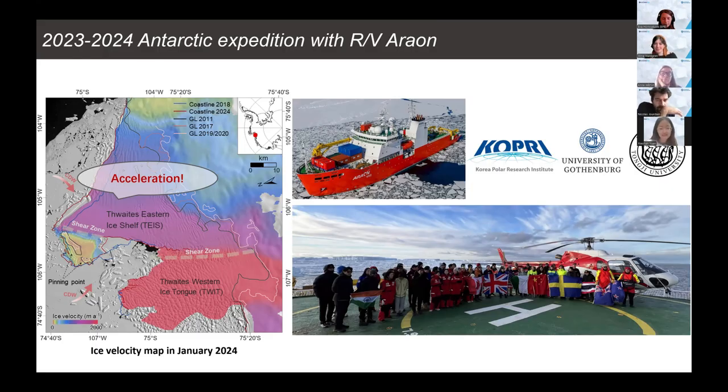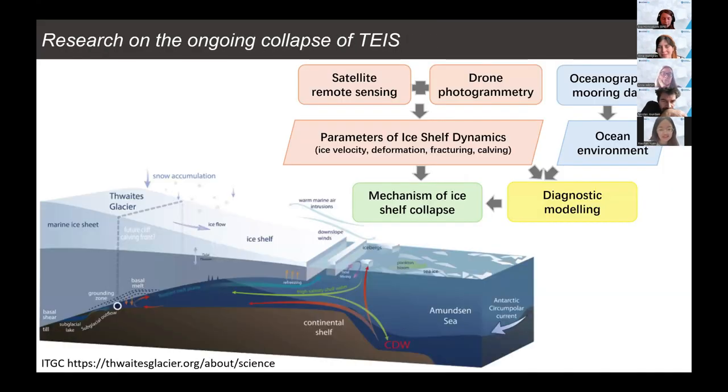We also observed a lot of large rifts on the ice shelf, which indicates it may be undergoing collapse. So we were very interested in this eastern ice shelf, and we used satellite remote sensing and photogrammetry to monitor its dynamic change, which includes the ice flow velocity, the surface deformation, and the fracturing and calving events. And then we compared the ice shelf's behavior with the surrounding ocean conditions. And finally, we conducted diagnostic glacier modeling experiments to identify which mechanism is responsible for the ice shelf collapse.